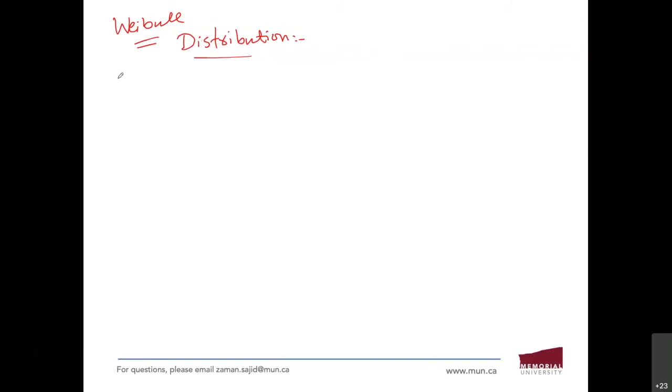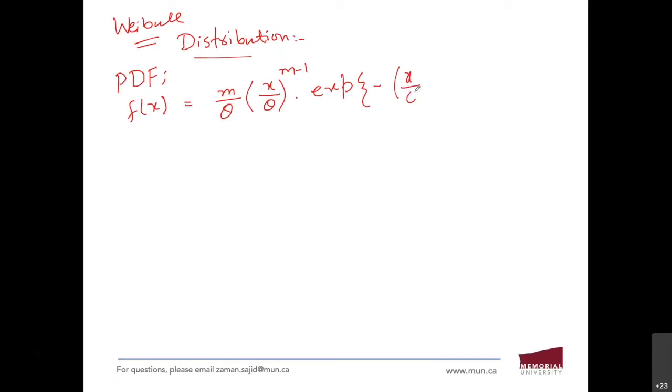Now the PDF of this distribution is defined as f of x is equal to m over theta times x over theta to the power m minus 1, times exponential of minus x over theta to the power m. This is the PDF of our Weibull distribution.